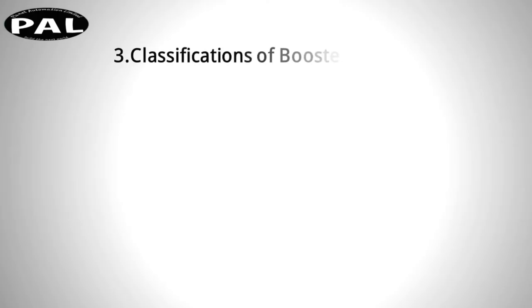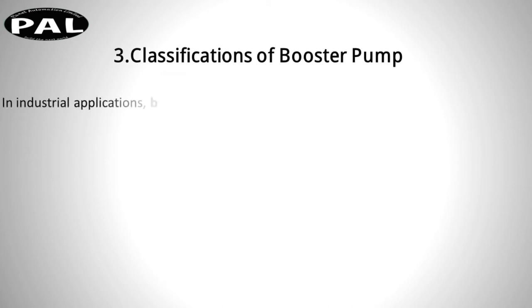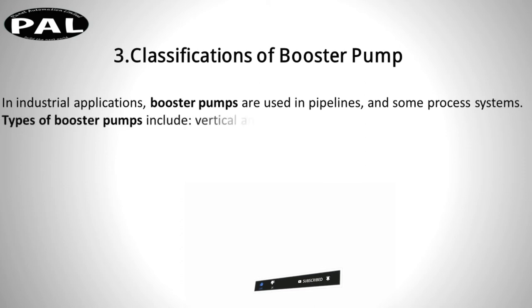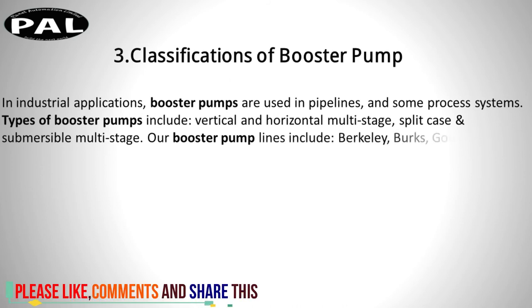So friends, now I want to discuss the classifications of booster pumps. This is the most important when we are controlling any kind of booster pump. First, we want to know how many booster pumps we implement in any kind of practical sector. It is very important in industrial applications. Booster pumps are used in pipelines and some process systems. Types of booster pumps include vertical and horizontal multistage, split case, and submersible multistage. Our booster pump lines include Berkeley, Barks, Grundfos, Fries Pump, and Steroids.